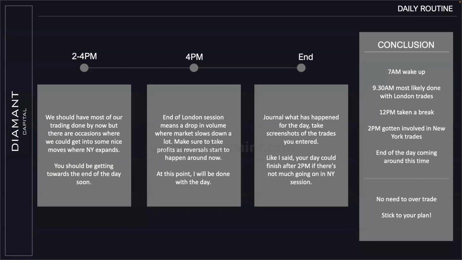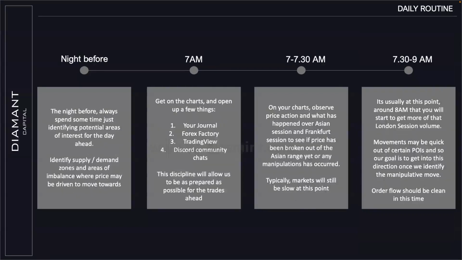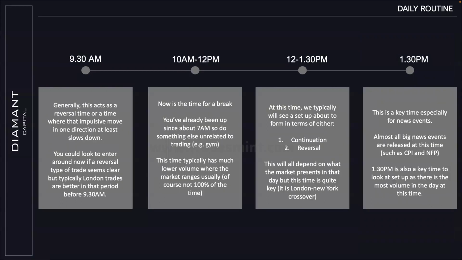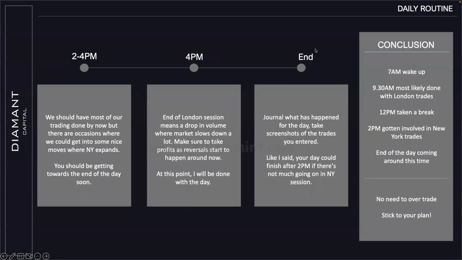If you really do stick to this routine, you're only going to be trading what? Let's just say, for example, 7:30 till 9 a.m. That's almost 2 hours. Then you're going to be trading again from around 12, let's say, up until 2 o'clock. That's 4 hours in the day of just sitting in front of the charts. Not too bad. But yeah, this is generally the intraday routine that I do stick to.